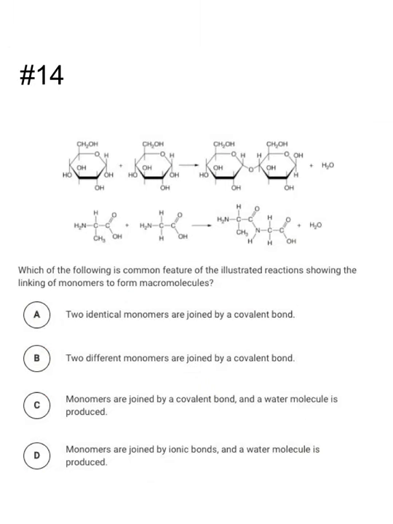All right, so here we're looking at common features of the illustrated reaction showing the linking of monomers to form macromolecules. This was also known as a dehydration synthesis reaction. Now, which of these features is common showing the linking of monomers to form macromolecules? A lot of students thought that it was B. Two different monomers are joined by a covalent bond, and this is actually not true.